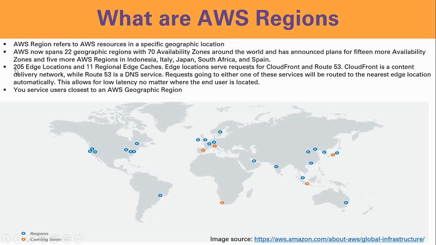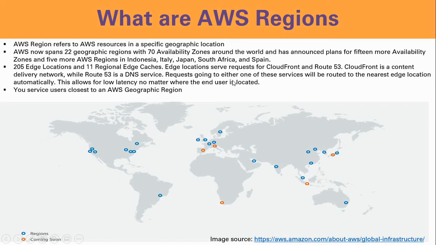There are also 205 edge locations and 11 regional edge caches. Edge locations serve requests for CloudFront and Route 53. CloudFront is a content delivery network, while Route 53 is a DNS service. Requests going to either one of these services will be routed to the nearest edge location automatically. This allows for low latency no matter where the end user is located.